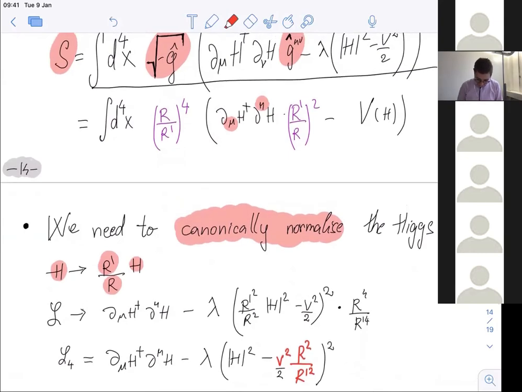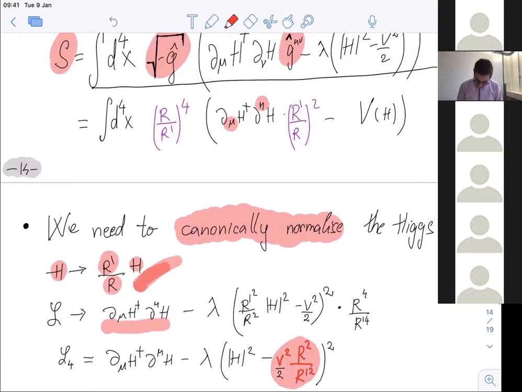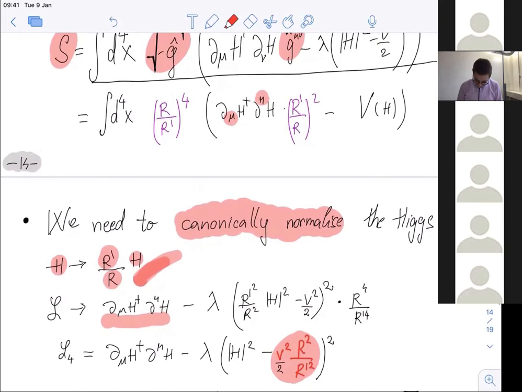I hope you're following. So now when I plug into this action, this formula, I will get rid of R's in the kinetic term. So I will have just the usual canonically normalized kinetic term. And then the only place where R will stay is in the dimensionful coupling. So it will multiply this V squared, R squared over R prime squared. So it will only be in this part here.